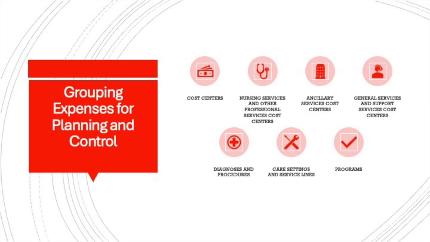Another way to group expenses is by diagnosis or procedure. Diagnosis-related groups, or DRGs, and major diagnostic categories are used to classify patients based on clinical characteristics and the resources needed. By aligning expenses with these patient categories, organizations can better understand the costs associated with specific types of care and make informed decisions about resource allocation and reimbursement.